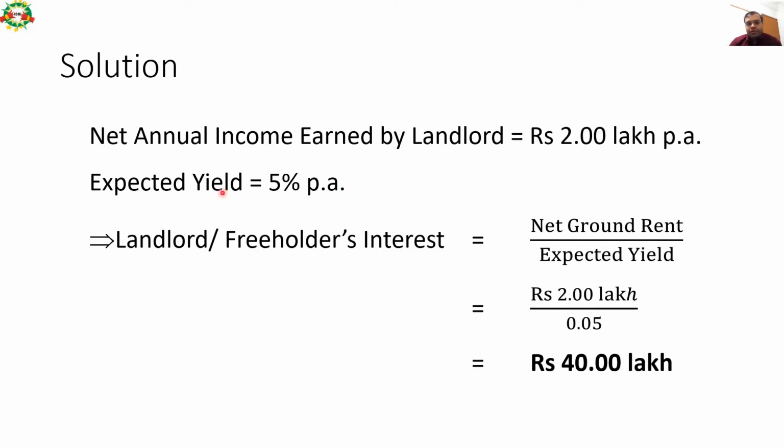So if you see the solution, net annual income earned by landlord is 2 lakh rupees per annum. It is already given in the question. Expected yield is 5%. Since it is a perpetual income, the formula for calculating the lessor interest, landlord interest, freeholder's interest is net ground rent divided by expected yield. So it comes to rupees 40 lakhs. So this is the answer.